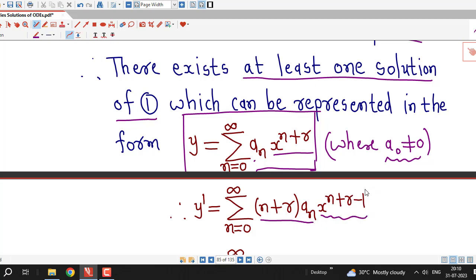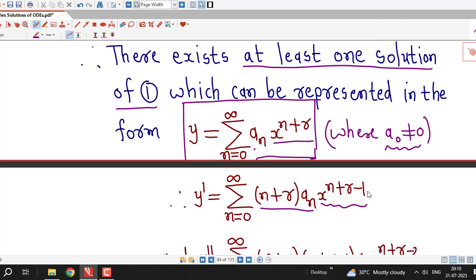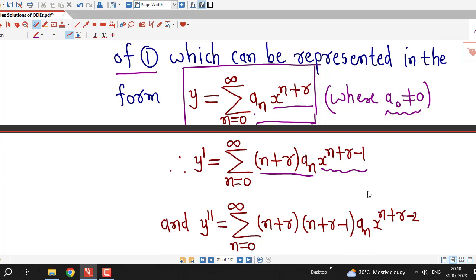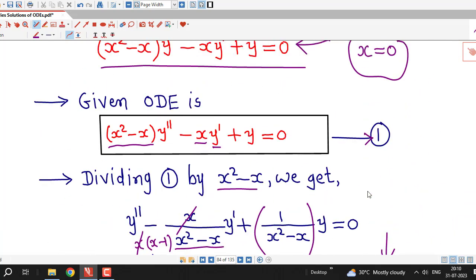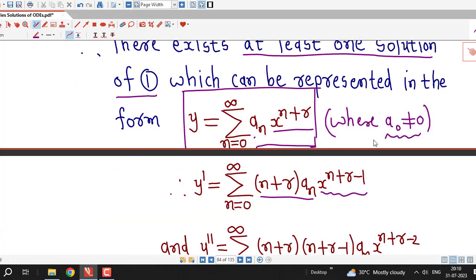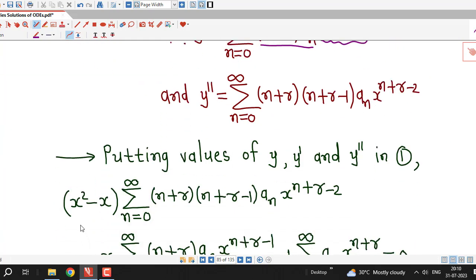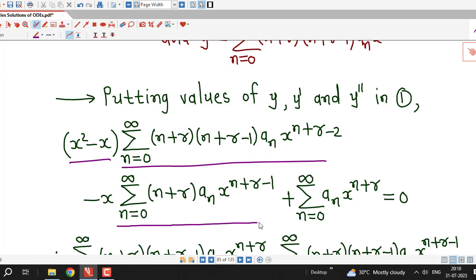Derivative of x raised to n plus r minus 1 is n plus r minus 1 times x raised to n plus r minus 2, and once we obtain derivatives of y, we substitute y dash and y double dash in this equation. So I have written it: x square minus x into the value of y double dash, minus x into y dash, plus y equal to 0.